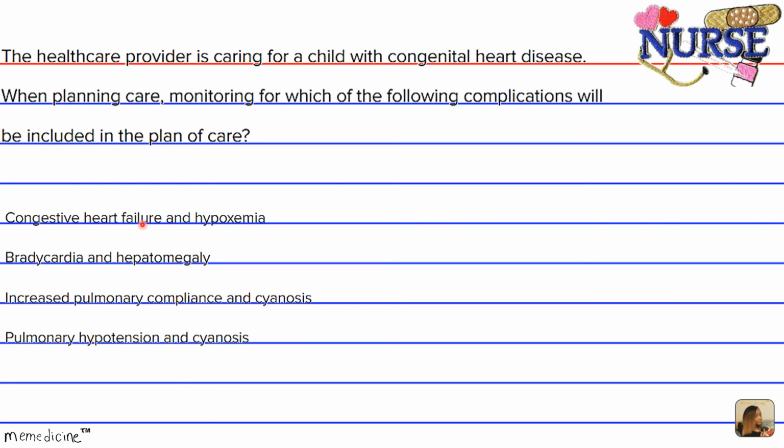I think I gave away the answer prematurely by saying congestive heart disease instead of congenital. Well, at any rate, the correct answer is selection A, congestive heart failure and hypoxemia. These complications would definitely be included in the plan of care for a patient who suffers from congenital heart malformations. Okay? All right.